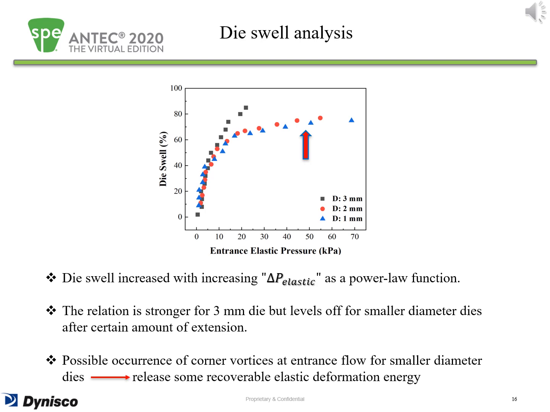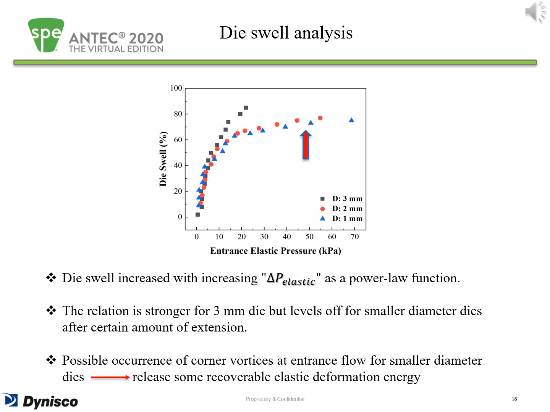As it can be seen, the die swell increased with increasing entrance elastic pressure as a power law function. The reason is that the elastic pressure drop results from extensional deformation in the entry flow, leading to the recovery of the stored elastic energy upon exiting from a short capillary. The power law relation between die swell ratio and entrance elastic pressure drop is stronger for the 3 mm die. As the diameter of the die reduces, however, this dependency lessens and the plot levels off after a certain amount of extension.